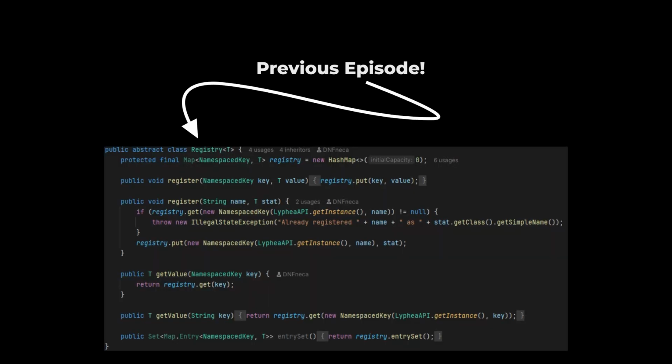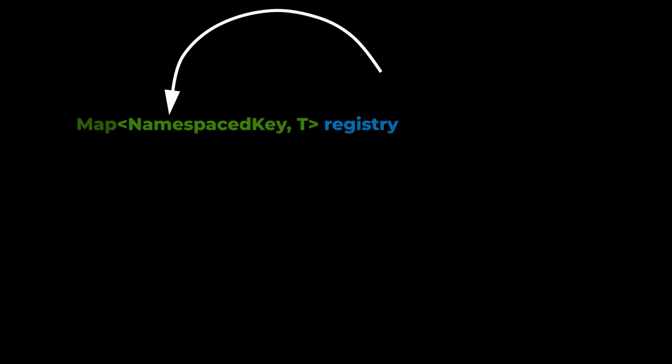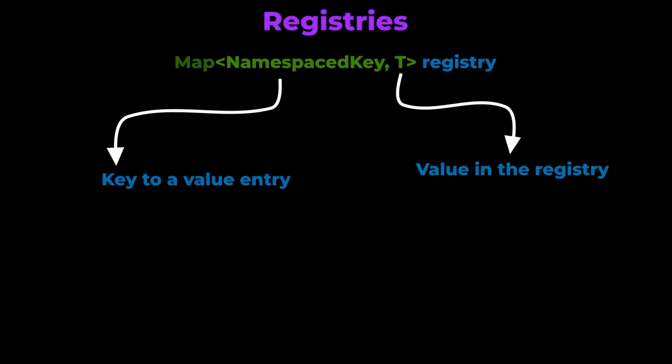If you saw the last episode on how registries work, you'd know what registries are. But in short, they're just a map of namespace keys and the custom class provided. In this case, the new registries are going to be for custom enchants.